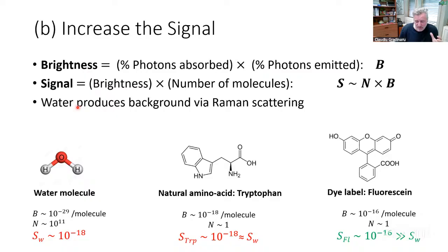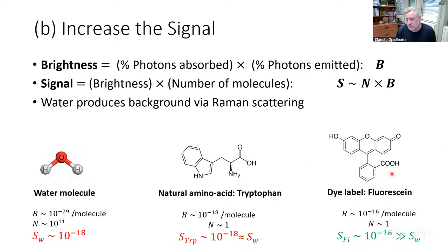Why is water not your friend in this case? Water produces background signal via Raman scattering. So take a water molecule. The brightness of a water molecule in some units is 10 to the minus 29, but you have many of them. So the signal that comes from water in your detection volume is on the order of 10 to the minus 18, in arbitrary units. If you look at a protein, the building block that has some optical activity, fluorescence, is called tryptophan. The tryptophan has a much higher brightness, more than 10 orders of magnitude, but you only have one of it. And this tryptophan gives about the same signal as all your water molecules. So this is not a good idea, to use the naturally occurring molecule in your proteins as an emitter, as a marker.